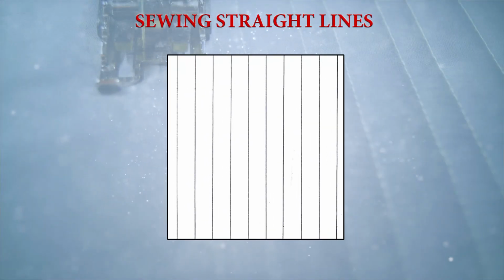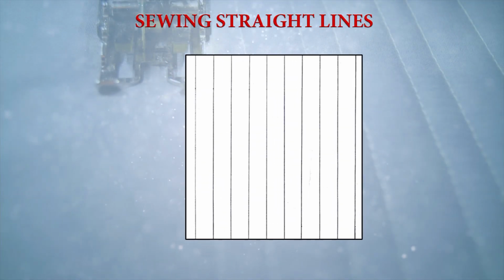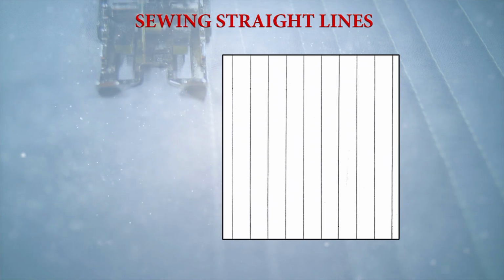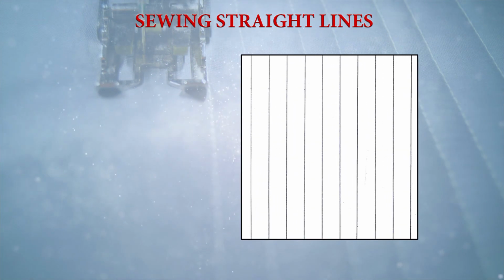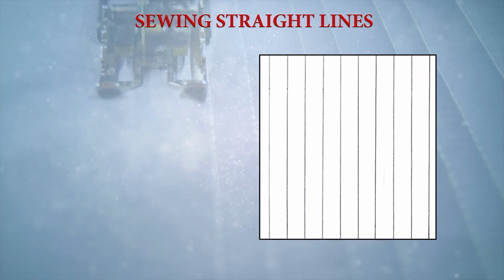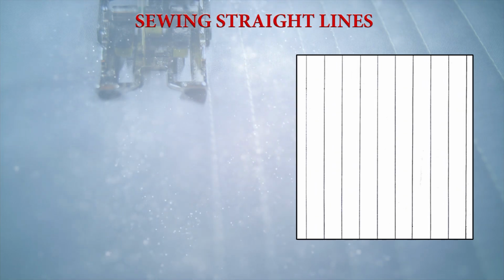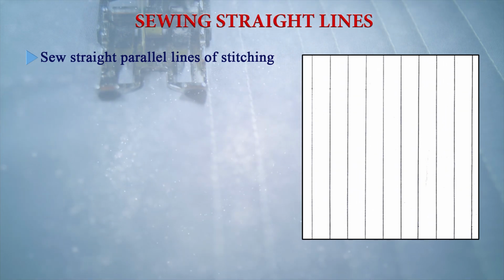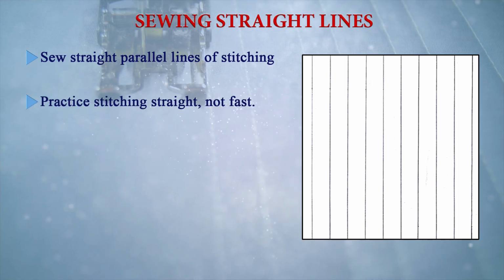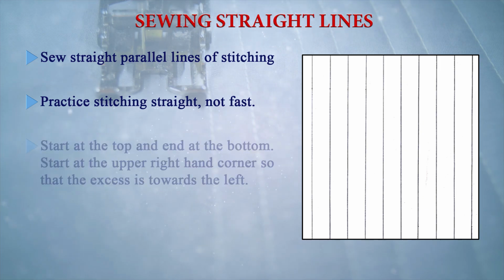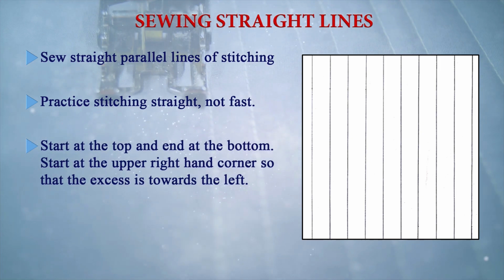As in the picture you can see, there are some straight lines drawn at a particular distance. So you can take your piece of paper and draw certain lines parallel on that piece of paper. Then sew straight parallel lines of stitches. Practice stitching straight, but don't go so fast. Then start at the top and end at the bottom.